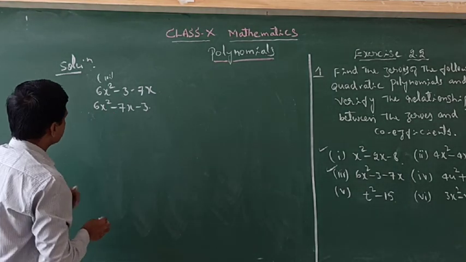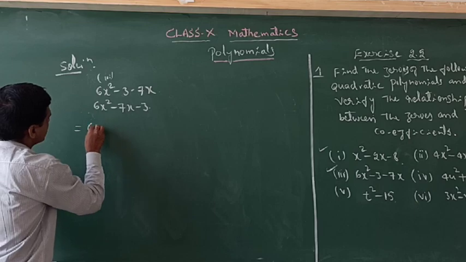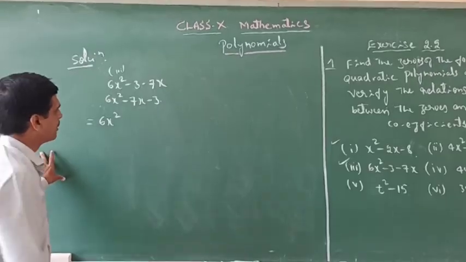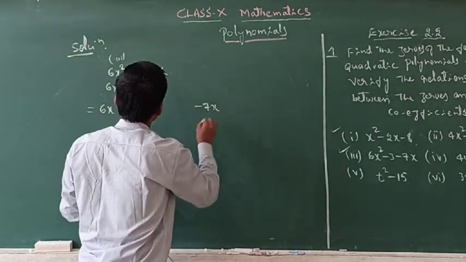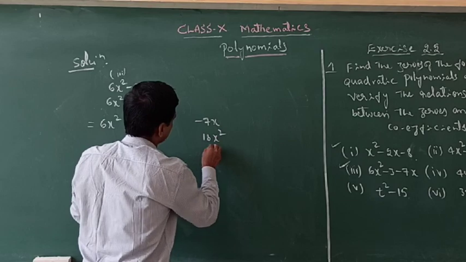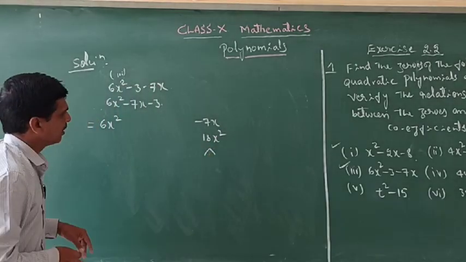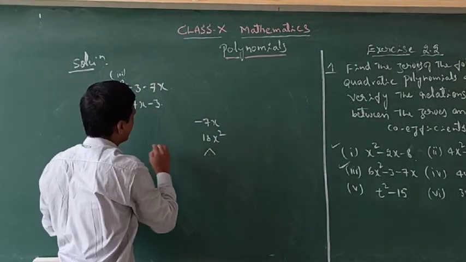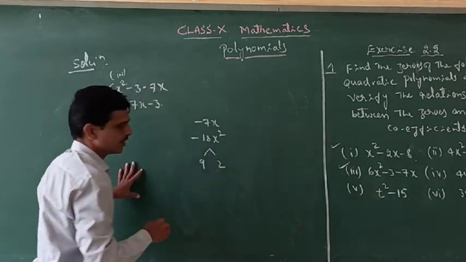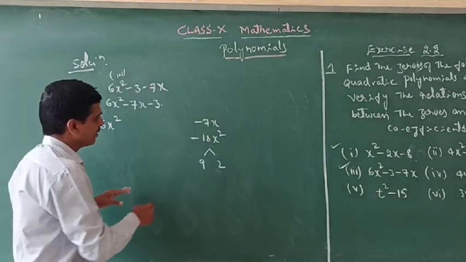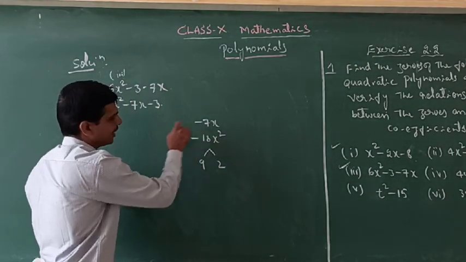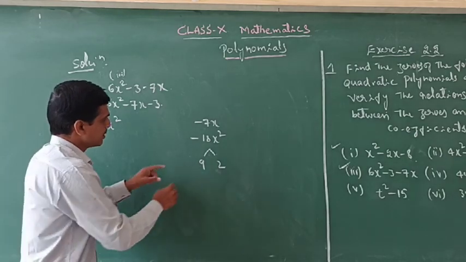Now, the same method, that is factors. That is 6x square, split the middle term, that is minus 7x. And the last one is minus 18x square. So now split these terms. Of course, plus into minus is minus. Consider 9 and 2. 9 2s are 18. Subtract 2 from 9, you get 7. So that is why 9 and 2.